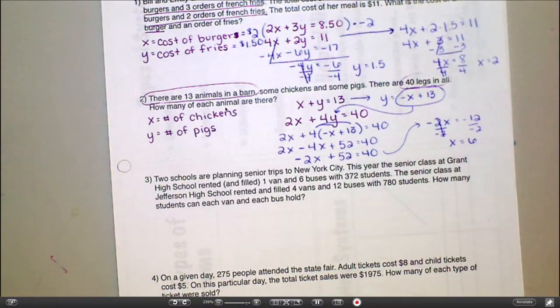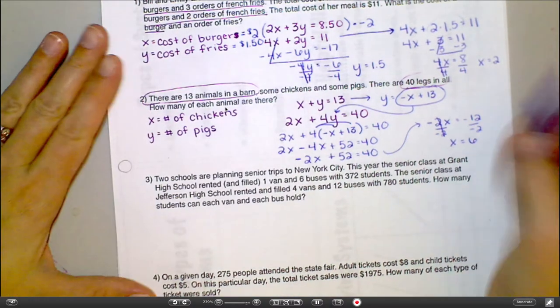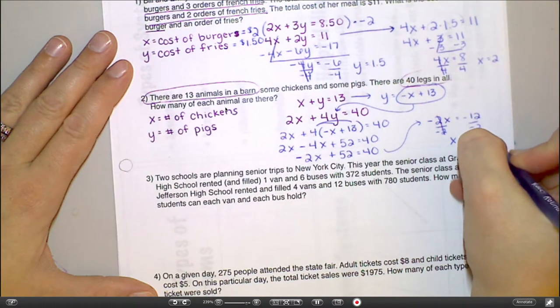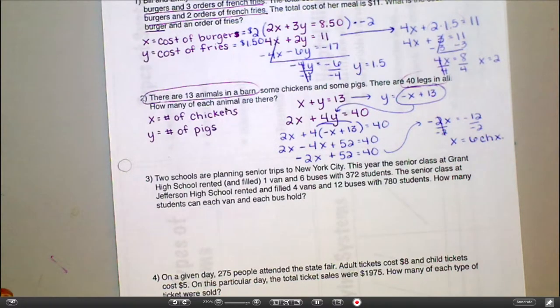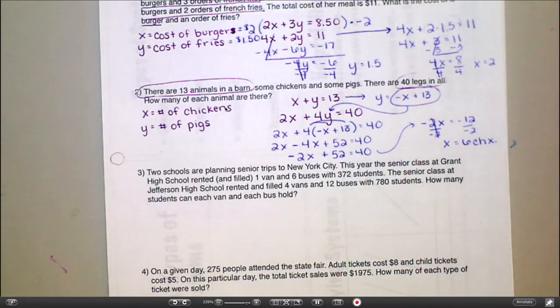What's that mean? 6 chickens. Yeah, x is my chickens. So I have 6 chickens. Would decimals make sense in this problem? No, you are not going to have 0.4 of a chicken. So make sure you're thinking about the context of the problem. Sometimes decimals are going to make sense and sometimes they won't.